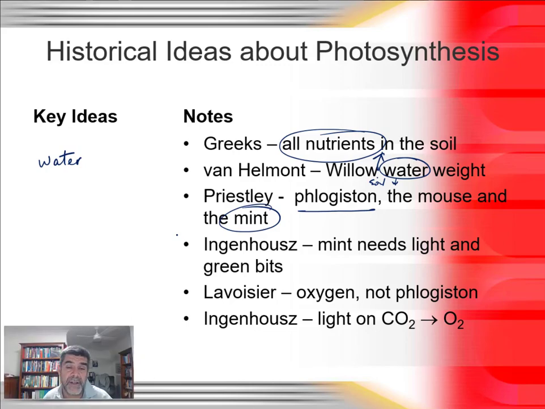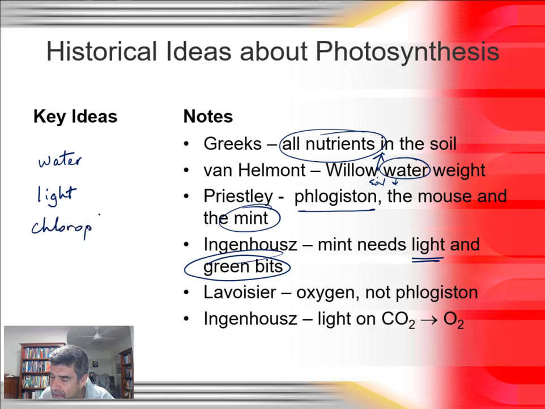Ingenhouse read about this and realized that the mint needed light. And so light is another one of our key ideas. It's the next key idea. Light's very important. And he also talked about the green parts of the plant, that he thought you needed those as well. So that links us into this understanding about chloroplasts, or chlorophyll, if you want to look at the specific greenness of the plant.